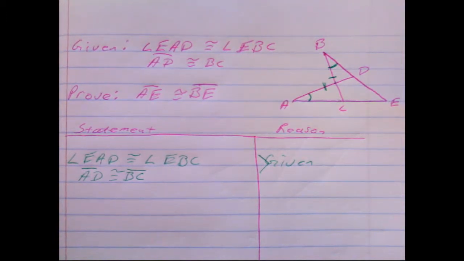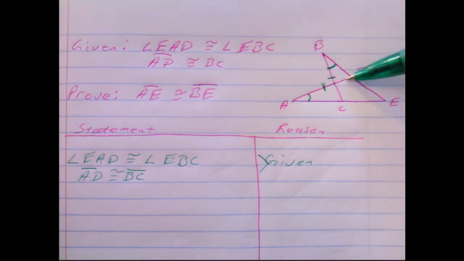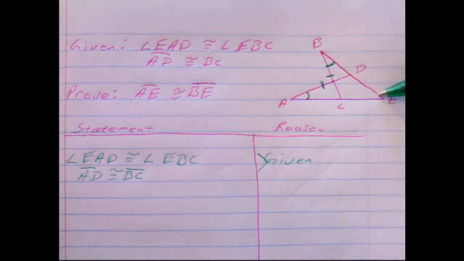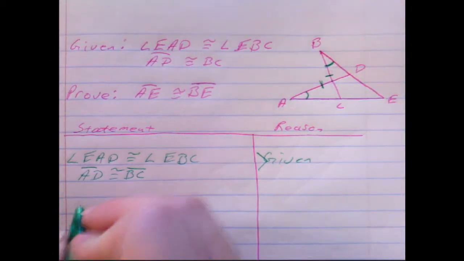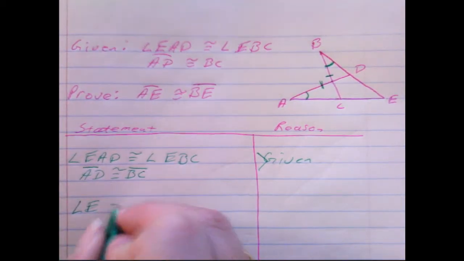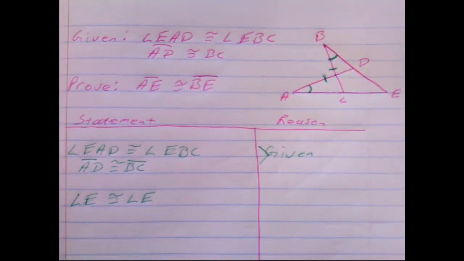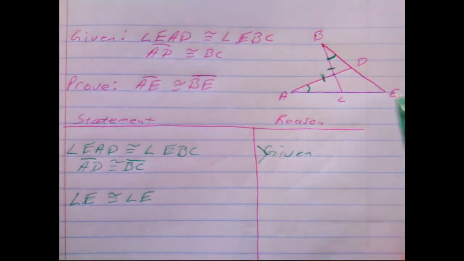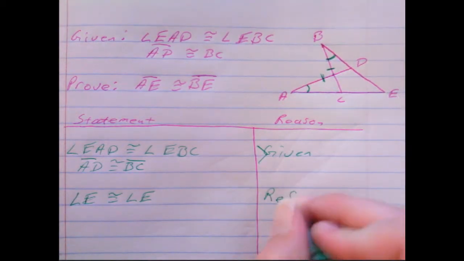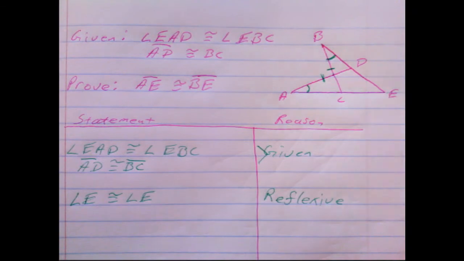Now remember, we can do included or non-included sides. So we could do this angle with this angle, or we can deal with this angle. Well, when I'm looking at this triangle, it's a lot easier for me to prove that angle E is congruent to angle E, because we can use a specific property there. Angle E is congruent to angle E. And if you remember, back to our properties, saying that those are equal to each other, that is our reflexive, since they are the same thing.